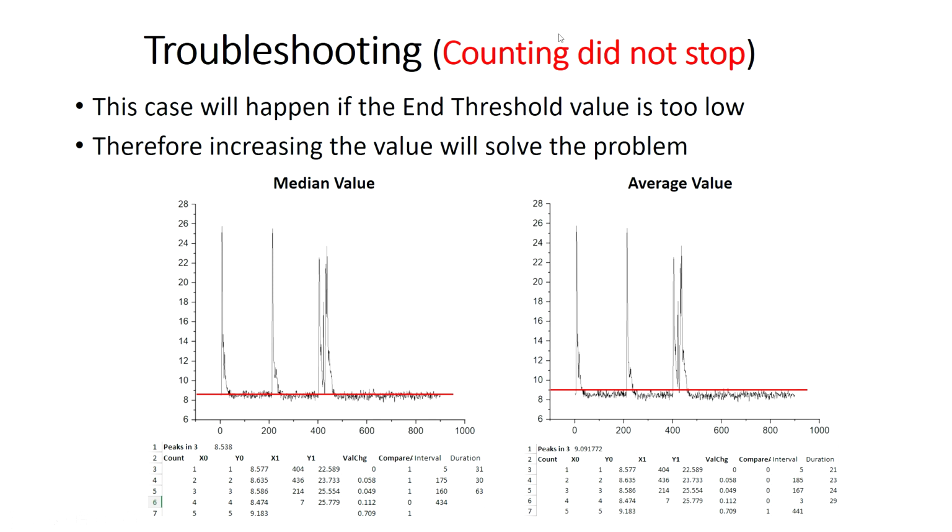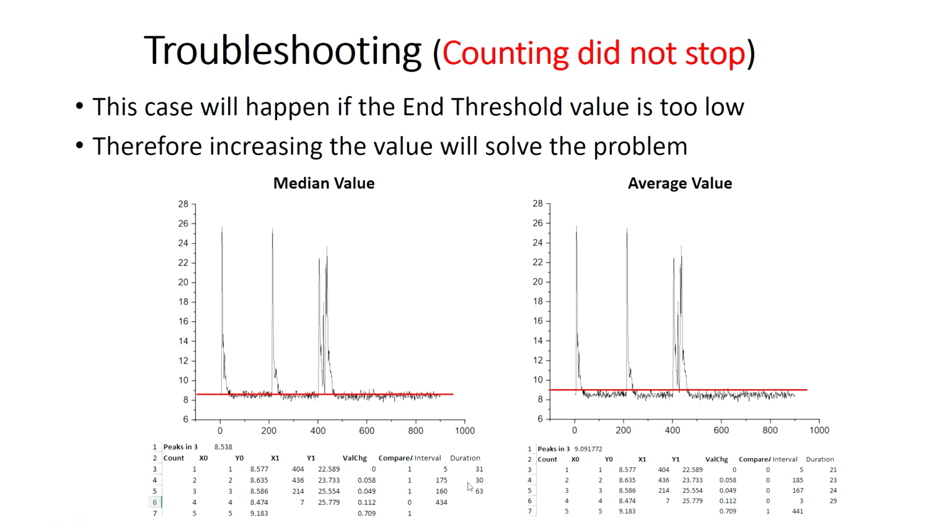For the first one, if the counting did not stop at the end, this case will happen if the end threshold value is too low. Therefore, increasing the value will solve the problem. So for easier observation, the count of x1 here is 4. It should be the same as the duration here. So if the x1 has 4 counts, the duration should also have 4 counts.